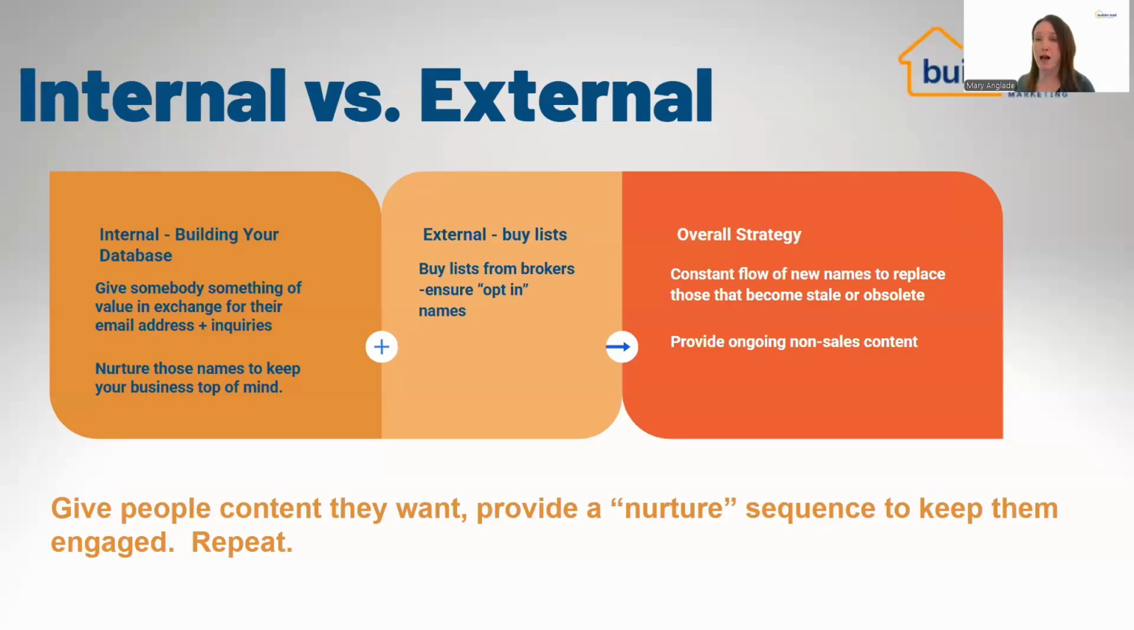External is about buying lists. You can do this from various brokers out there, and we'll talk a little more about that. Overall, you have an email database with fresh names coming in that you are collecting or possibly buying, because people will age out and names become stale. So just because you bought one list, that's not the end of it. You have to have this ecosystem, and then overall you have an email strategy.